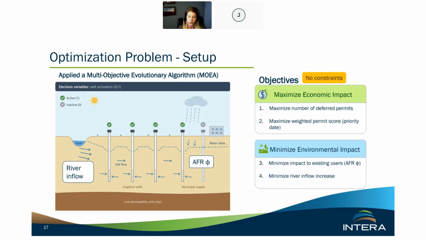And then our 4th objective is minimizing river inflow increase. So there's some baseline amount of river flux going from the river boundary condition into the model. And so any increase in that relative to baseline is seen as essentially this additional volume being pumped from the aquifer being supplied partially by this river boundary condition. So by trying to minimize that river inflow increase, we're trying to avoid solutions where we're just drawing on that river package to supply the water.